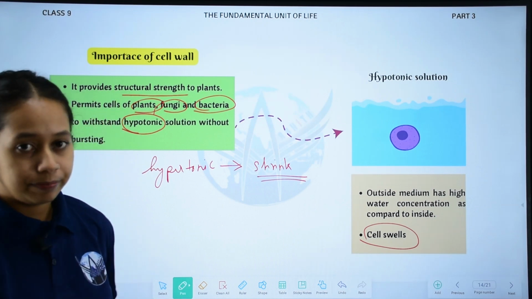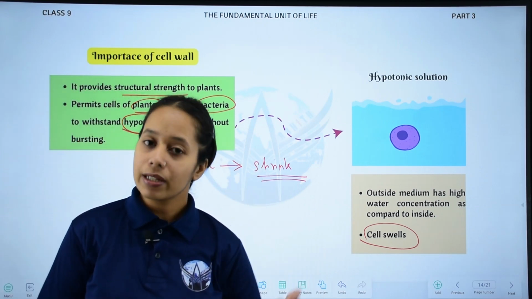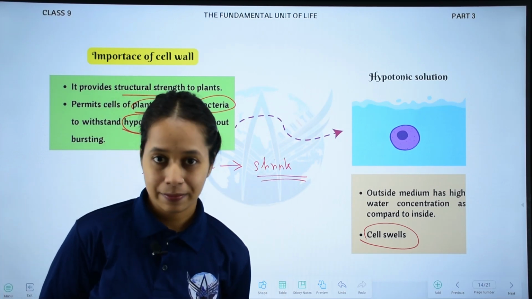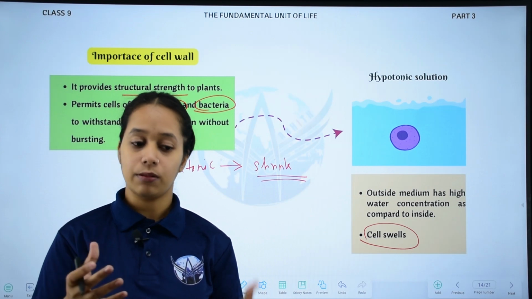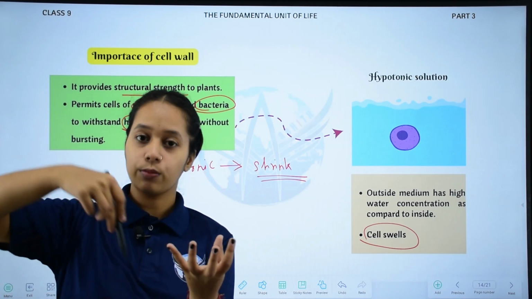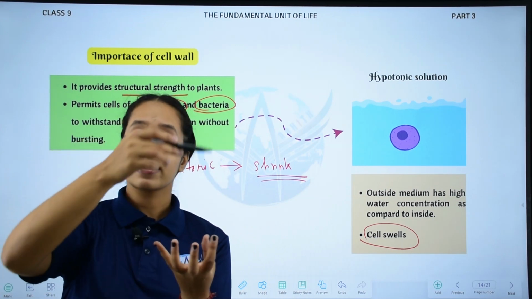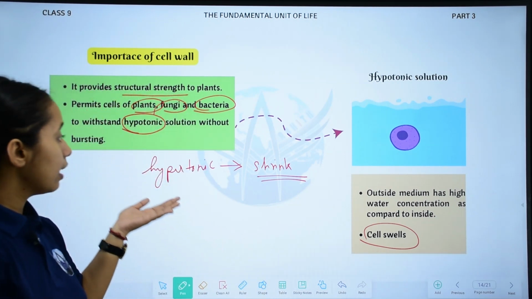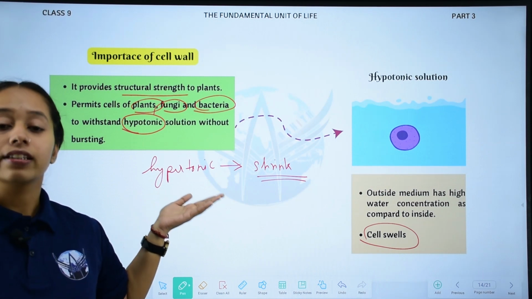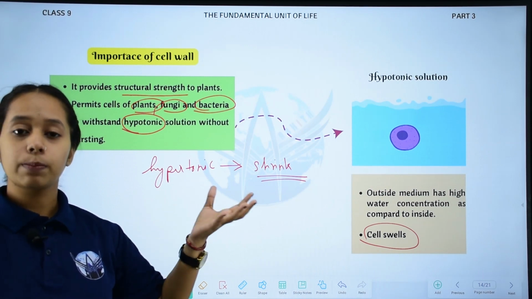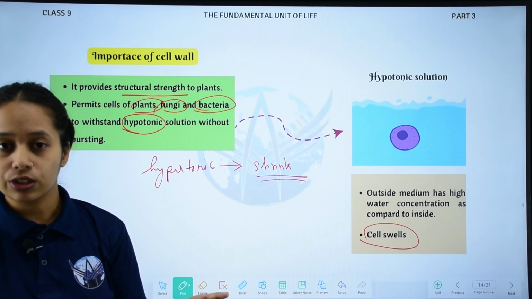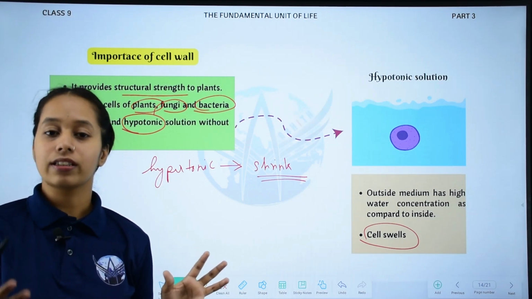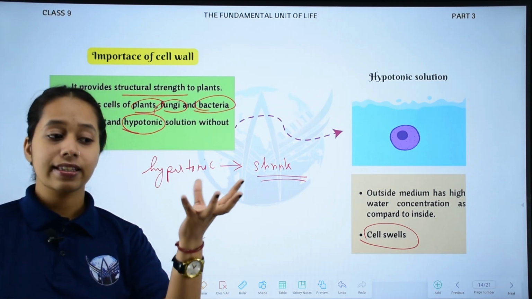In terms of animal cell, the entire cell will shrink. But in terms of plant cell, we have the cell covered with the cell membrane. Outside the cell membrane, the plant cells have a cell wall as well. So if we place a plant cell in a hypertonic solution, first of all, it will lose water by osmosis. The cell will shrink.